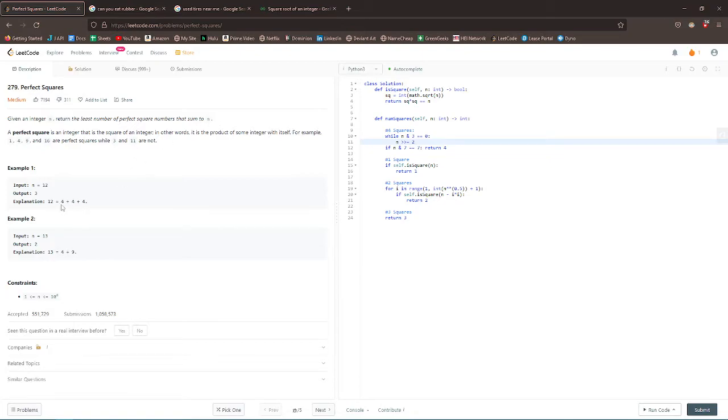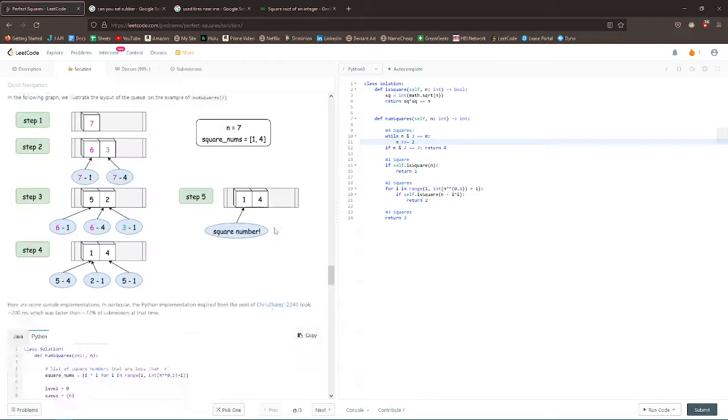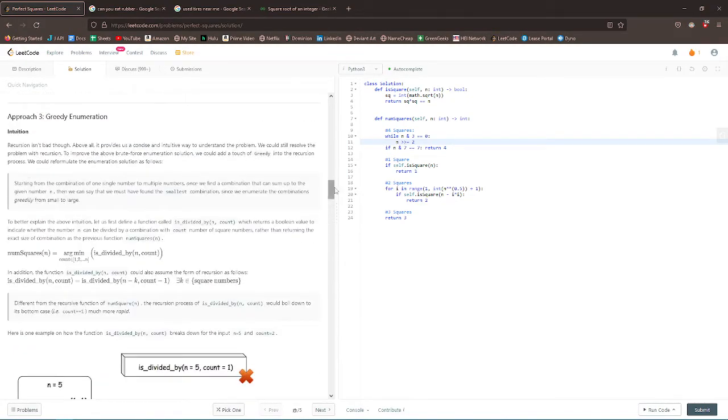So 12 would be 4 plus 4 plus 4, aka 3. 13 would be 2, because you can get away with 4 plus 9, and so on. So there's a bunch of solutions for this problem. There's like greedy, depth first search, breadth first search, whatever.